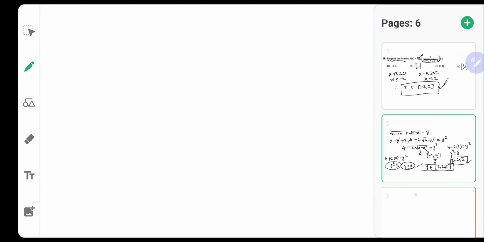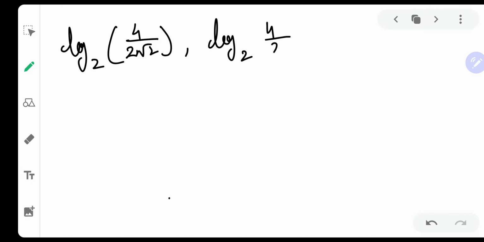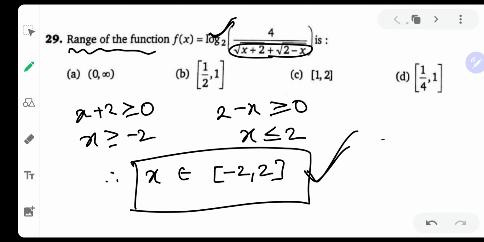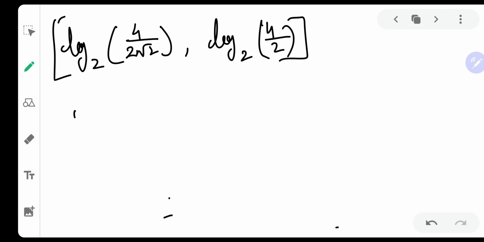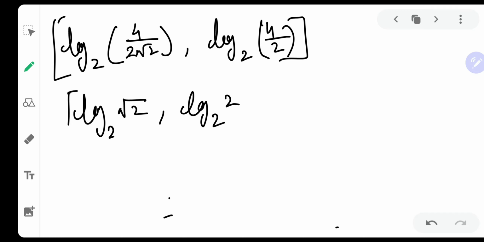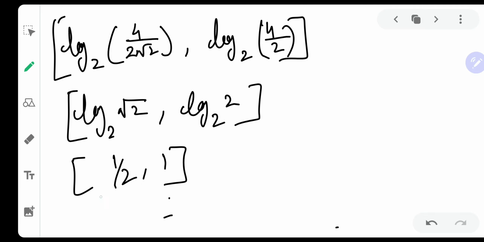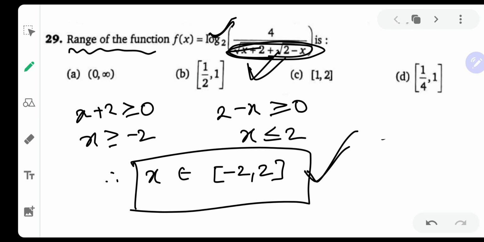So our question now turns into log of 4 by 2 root 2 comma log of 4 by 2, to the base 2. This will be our range. In short, what we did is we calculated the range for this function and put that over here. So what will the answer be? 4 by 2 root 2 will be equal to root 2, and this will be 2, to the base 2. So this is going to be half, because 2 raised to half is root 2, and this is going to be 1. So half to 1 is the range for this particular function.